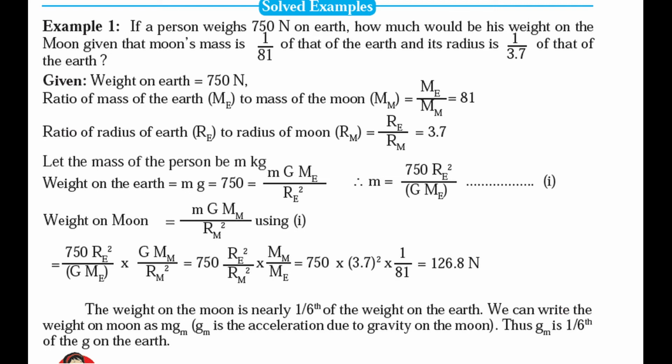The weight on the Moon is nearly 1/6 of the weight on the Earth, and we can write the weight on the Moon as m times gm, where gm is the acceleration due to gravity of the Moon, and thus gm is 1/6 of the g on the Earth.